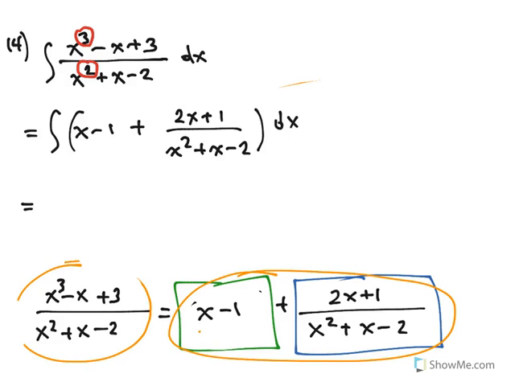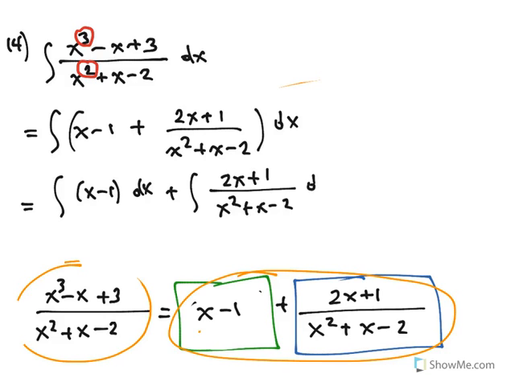And of course, you can write this as the indefinite integral of x minus 1 with respect to x, plus the indefinite integral of 2x plus 1 over x squared plus x minus 2 with respect to x. And the reason why I want to do that is because this is something that I can do very easily, and this is something that we can do using partial fraction decomposition.